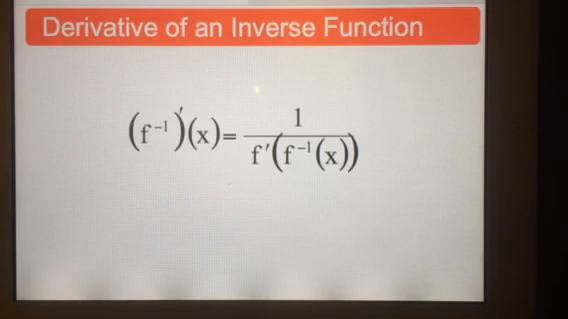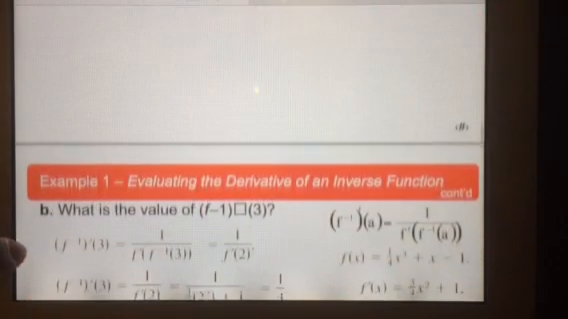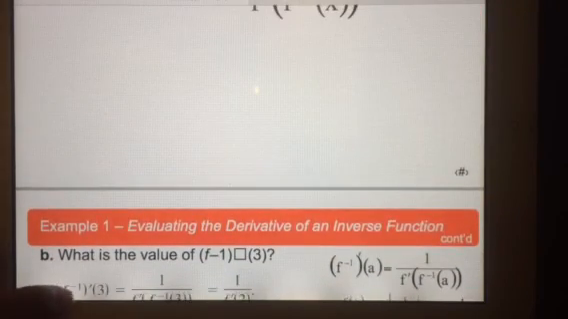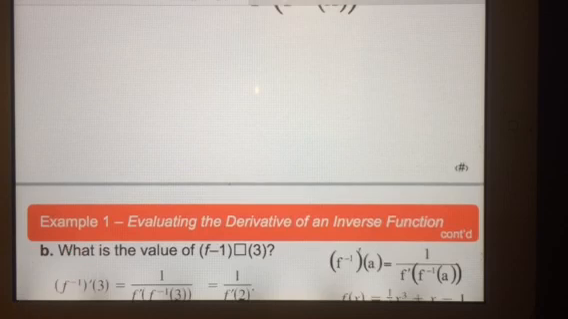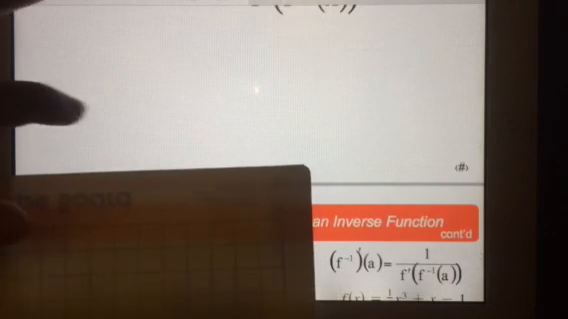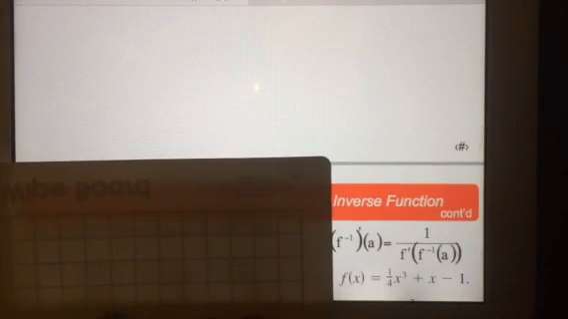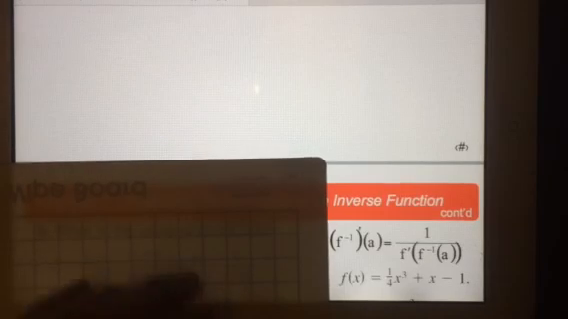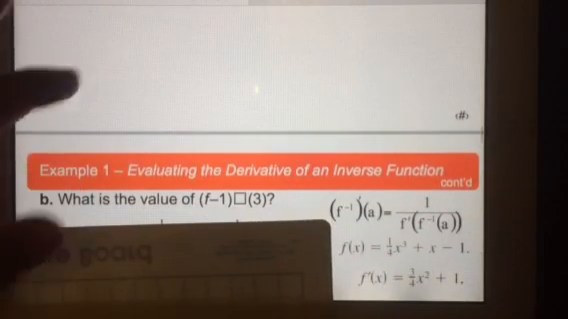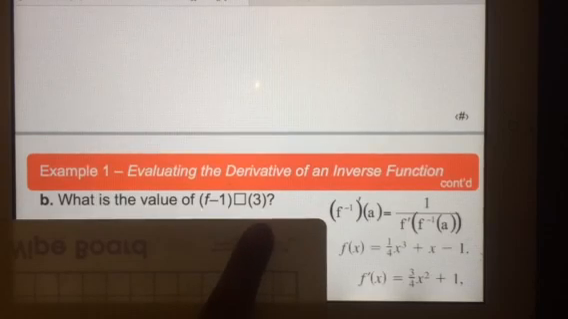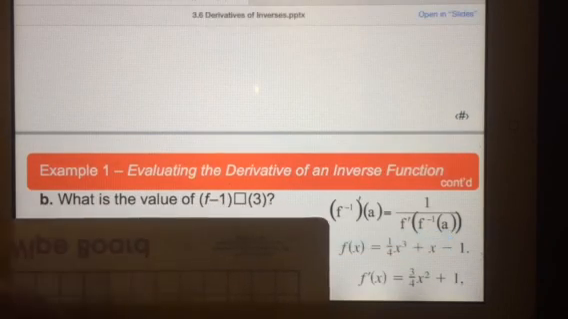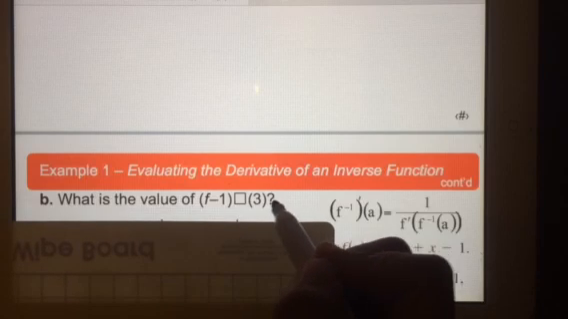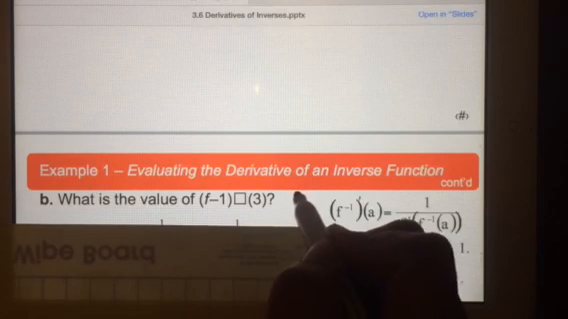So going back to our first example, remember that we have right here the function 1/4 x cubed plus x equals 1. And remember that we were asked to find f inverse of 3. What we got out of it was f inverse of 3 was equal to 2.